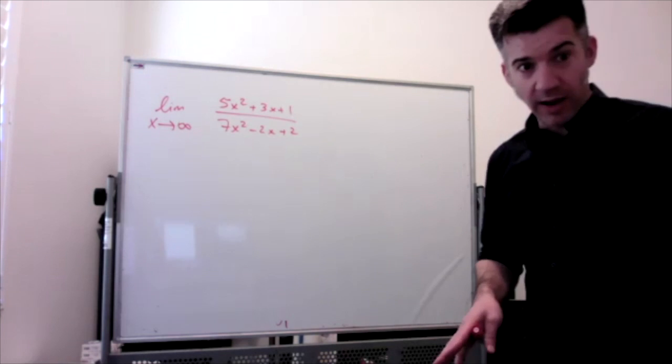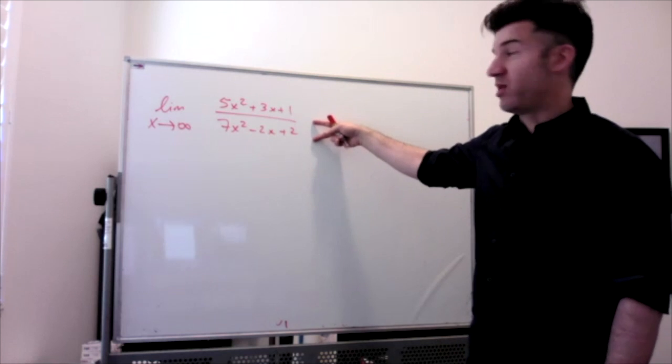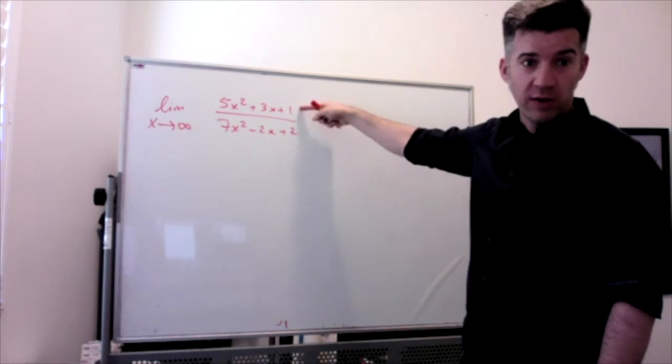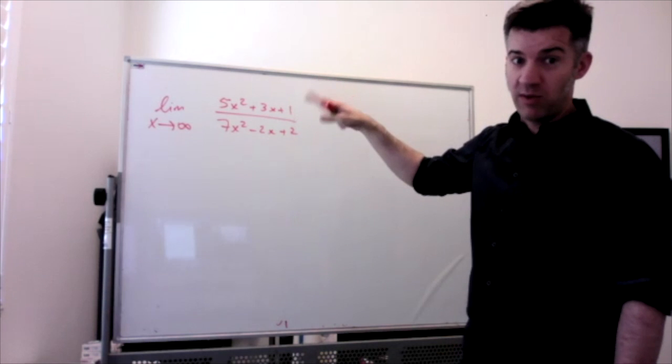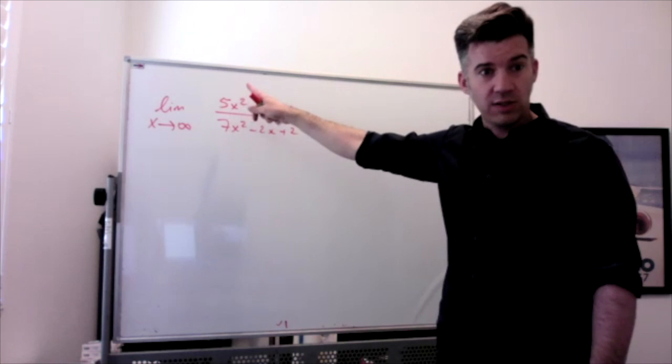It might have been a while, but this limit's equal to 5/7. We have a rational function. The degree on top and the degree on bottom are the same, right? They both are degree 2. And the limit of this is the quotient of the leading coefficients.